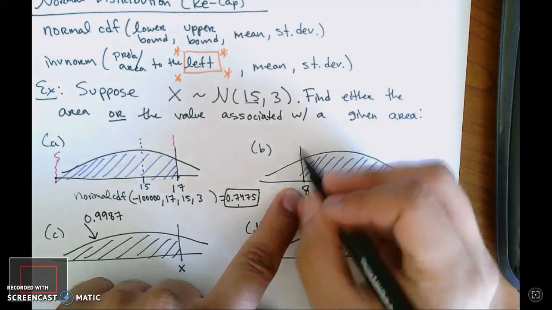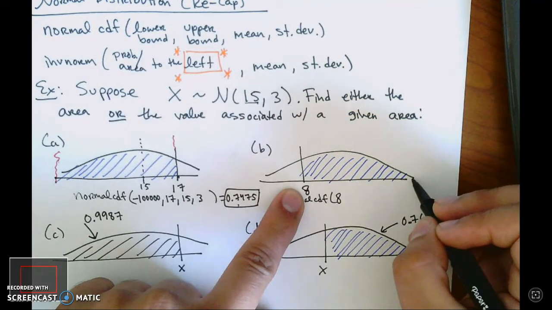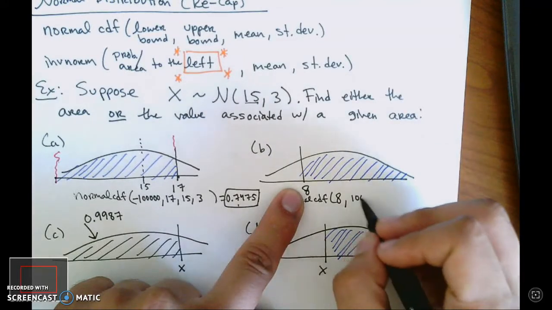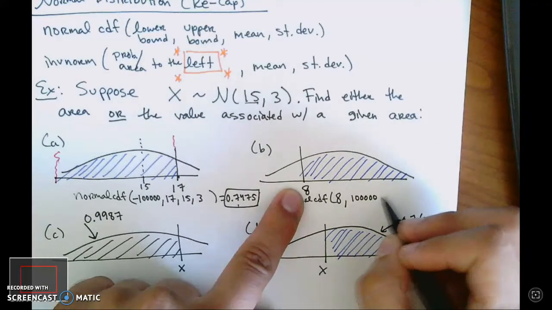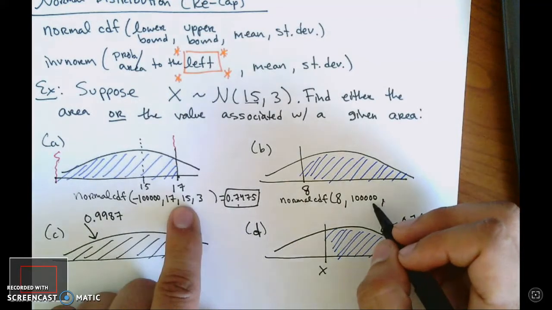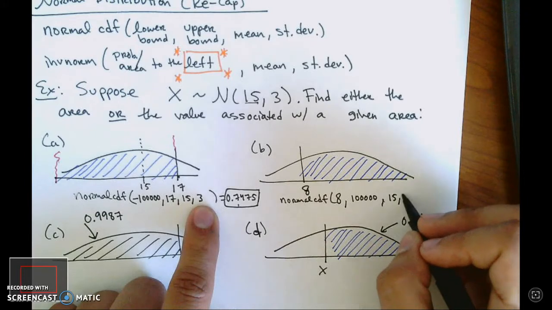Because this is where we start. We start at 8, and we end at something really, really large, something higher than 8. So like infinity, right? In this case, let's just put a million, or whatever you want to write down. Then our mean is still 15, and our standard deviation is still 3, okay?